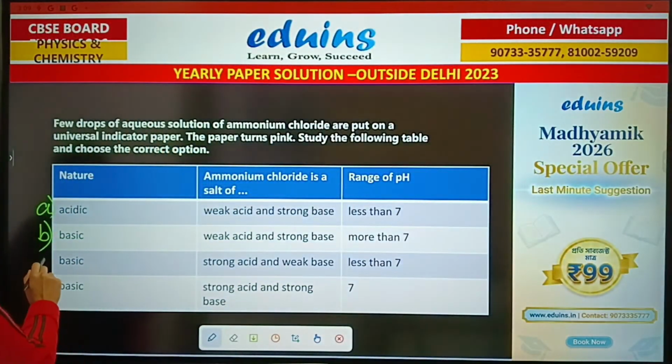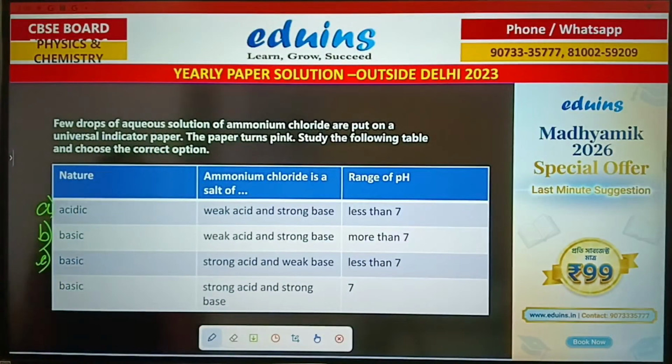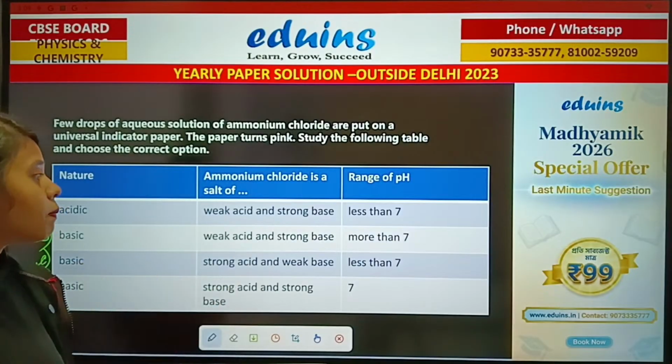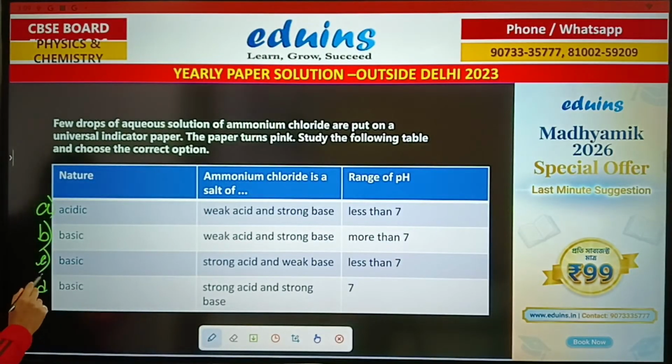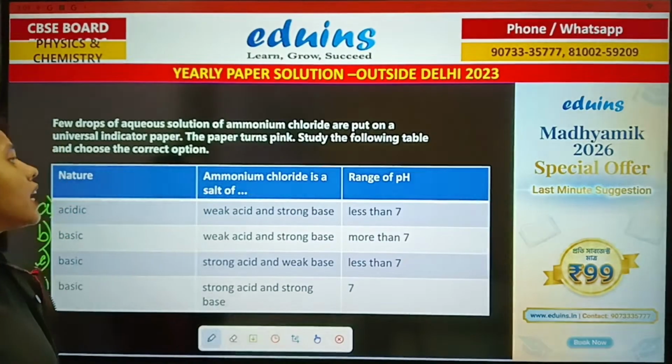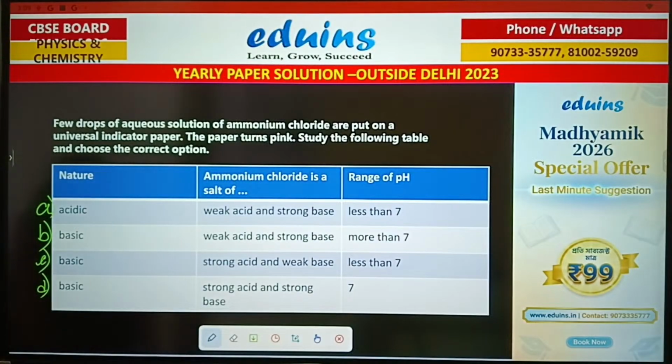Option C is it is basic in nature. It is a mixture of strong acid and weak base, and the range of pH is less than 7. And option D is it is basic in nature and a mixture of strong acid and strong base, and the range of pH is 7. So what will be the correct answer?